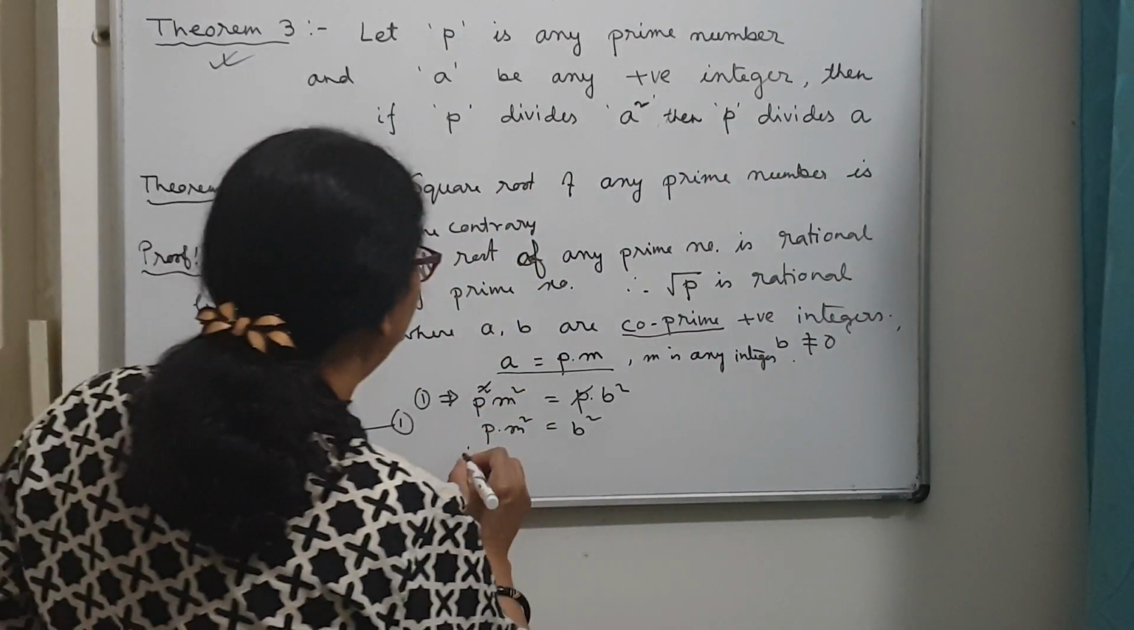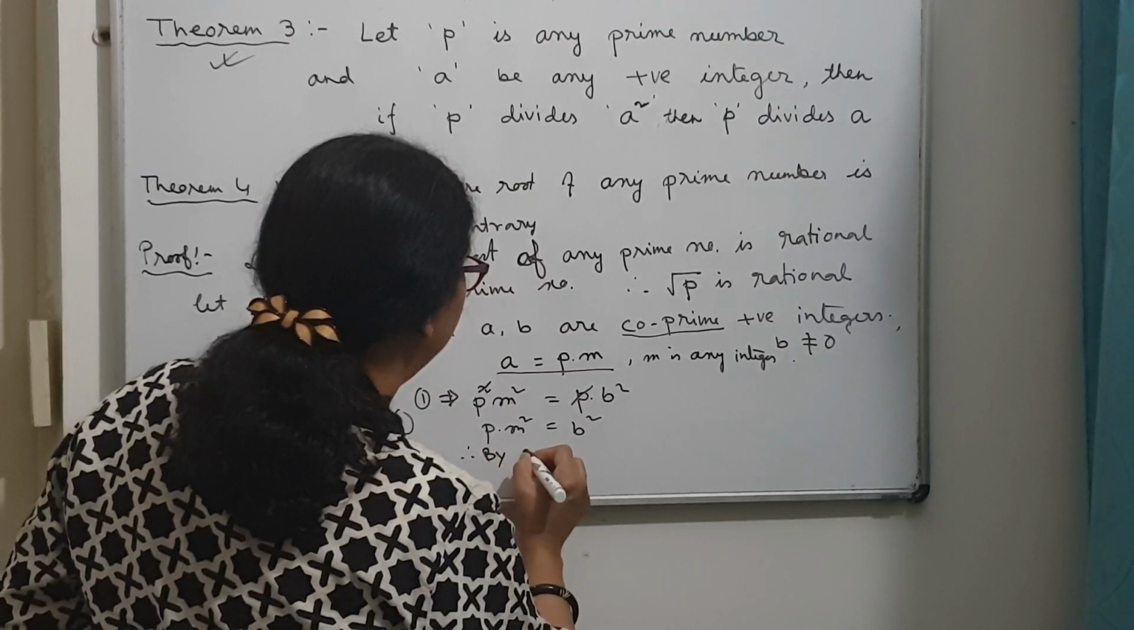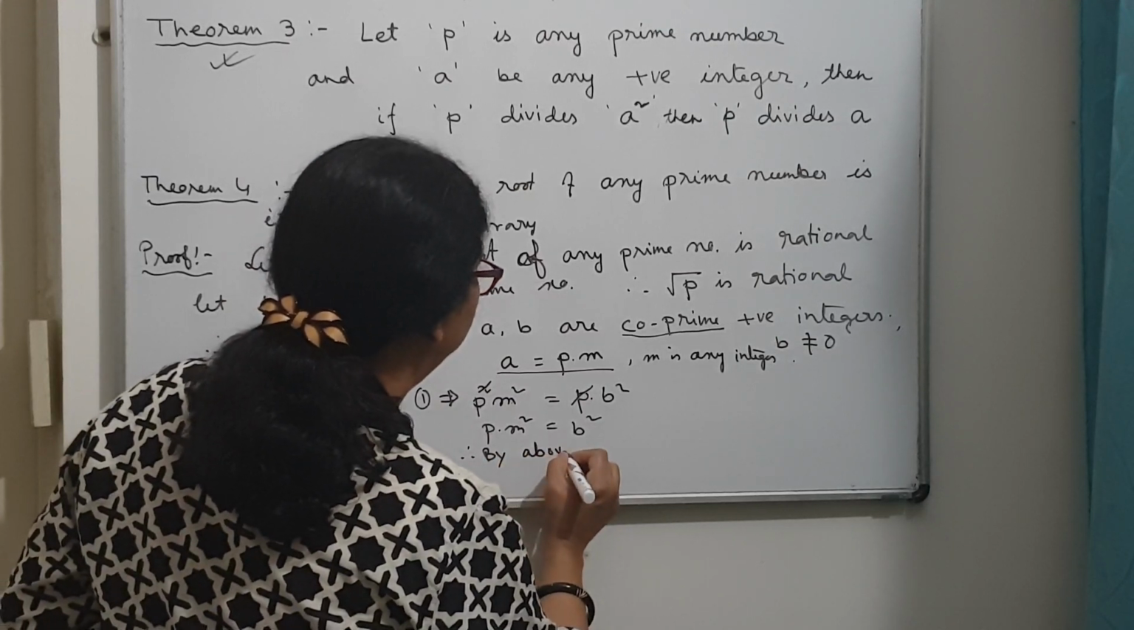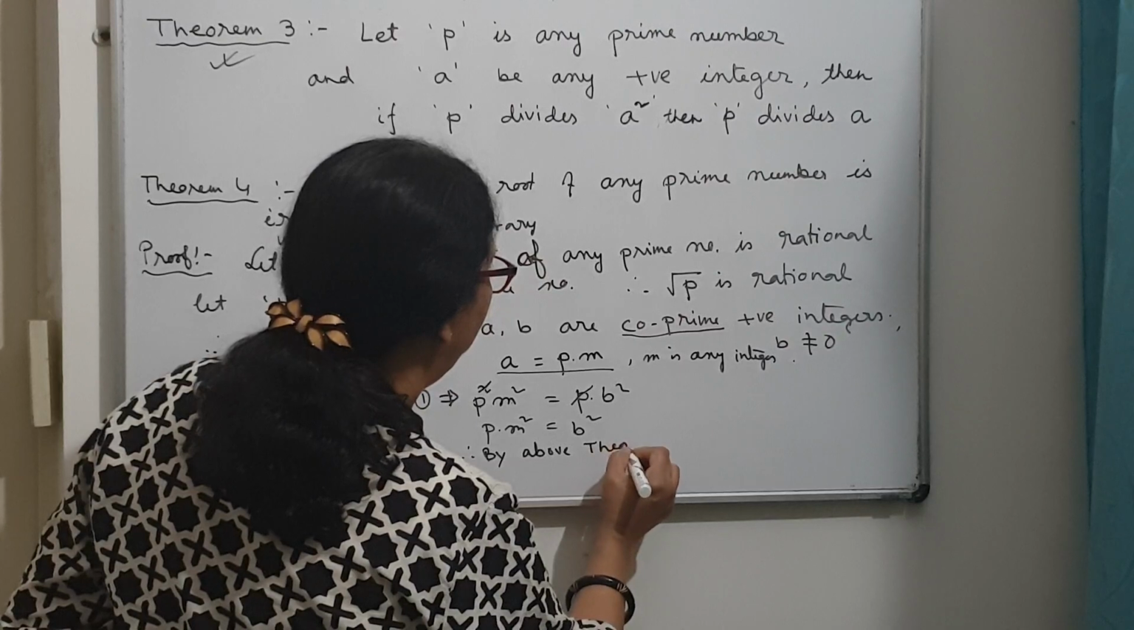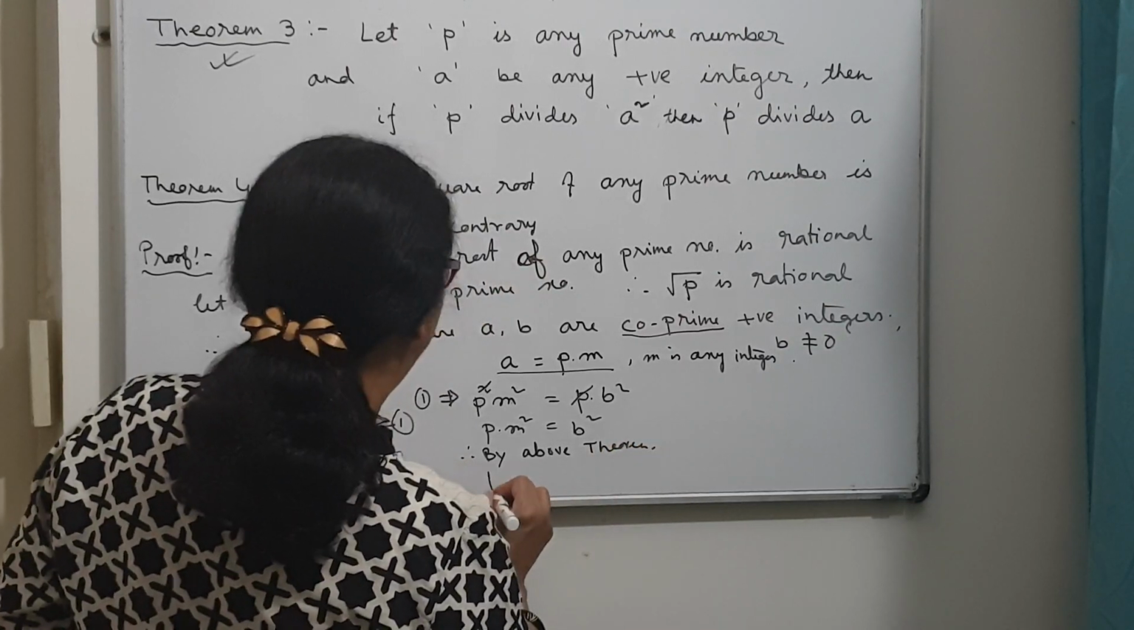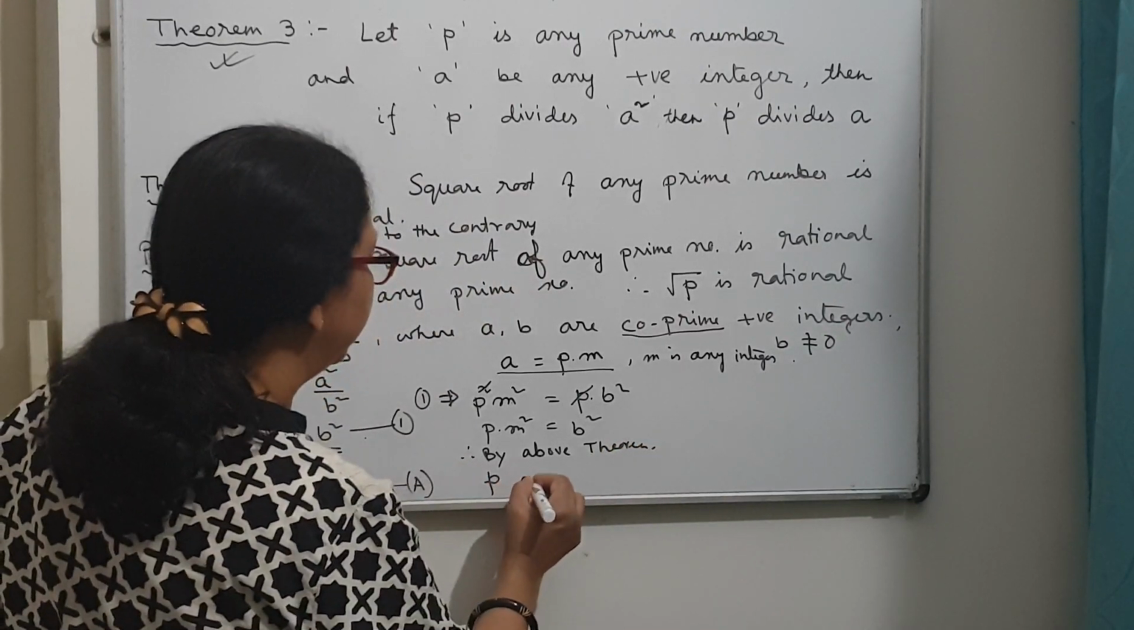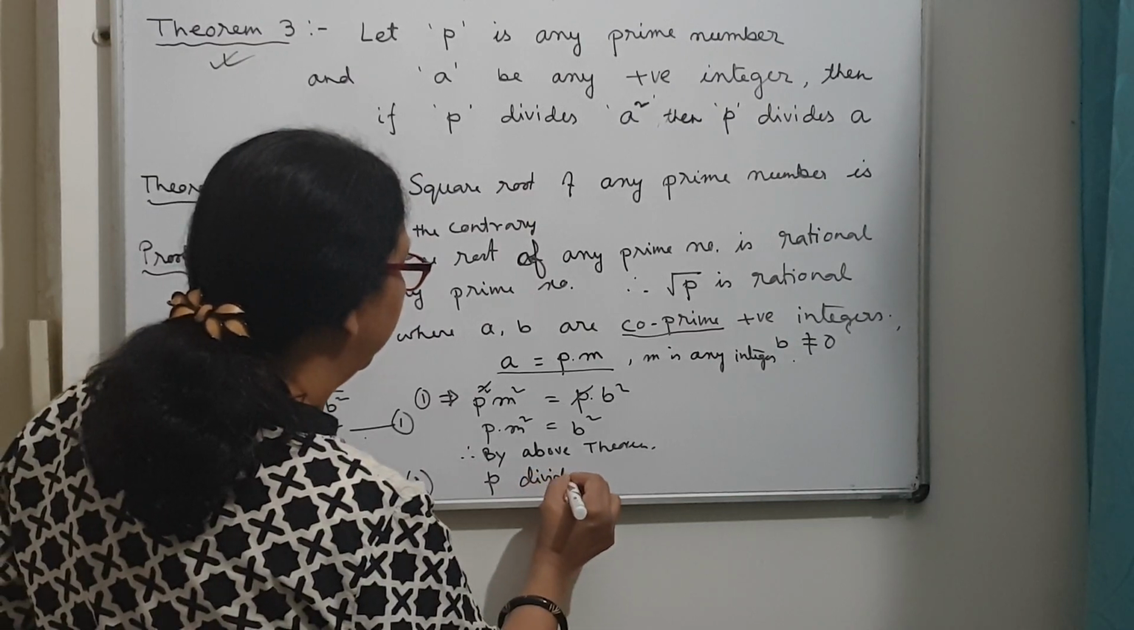So by the above theorem, since p divides b square, p will divide b.